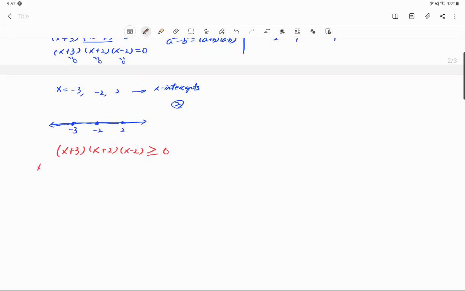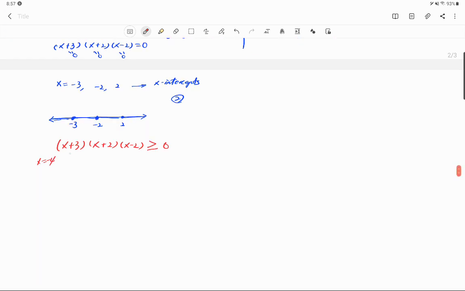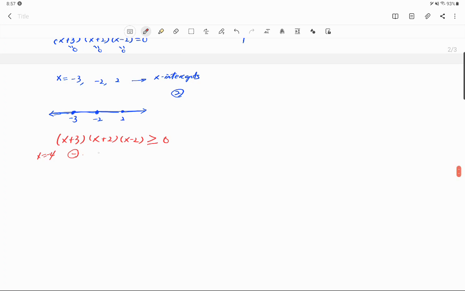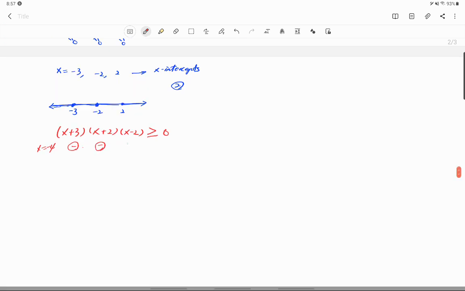If x equals negative 4, then the first factor will be negative, right? Negative times negative times negative 4 minus 2 is negative. There are 3 negatives, so when you multiply 3 negatives, it becomes negative. So when x is less than negative 3, the y value is negative.